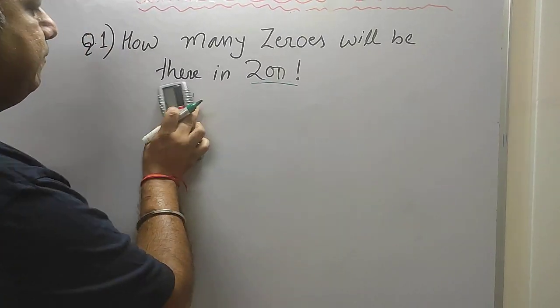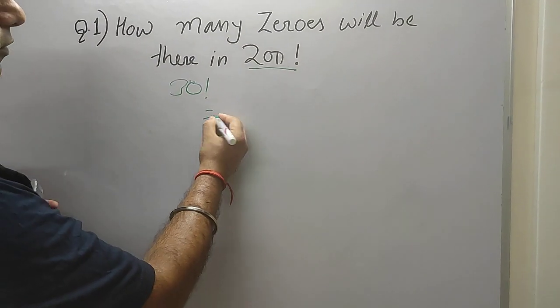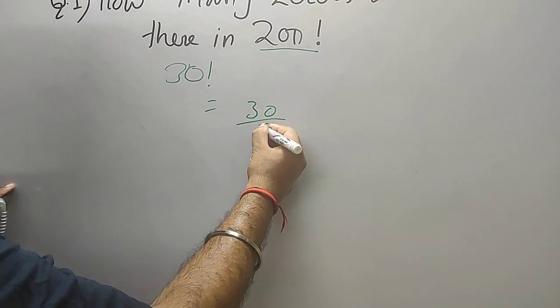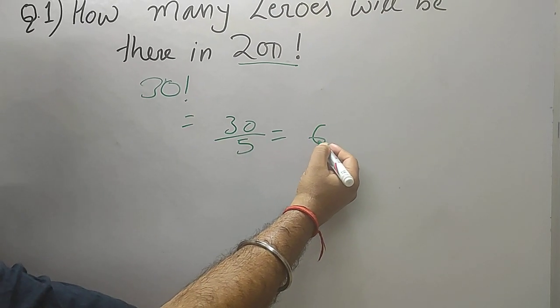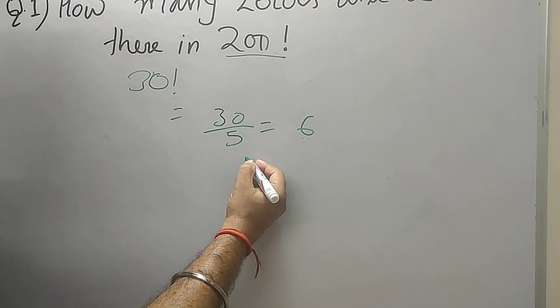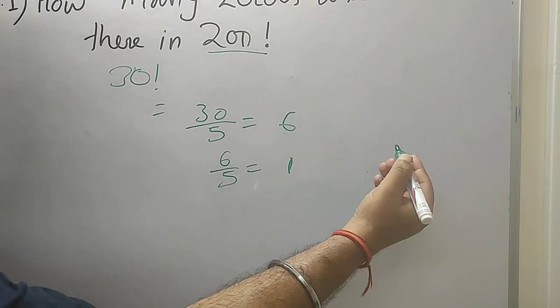Suppose they are asking how many zeros will be in 30 factorial. So first, what you have to do is divide 30 by 5. So you get 6. Divide till you get a number smaller than 5. Here 6 is bigger than 5, so divide again. So you get 1 as quotient and 1 as remainder.